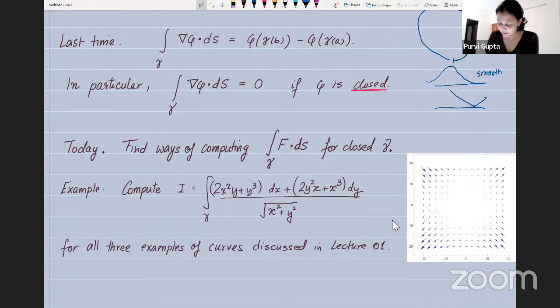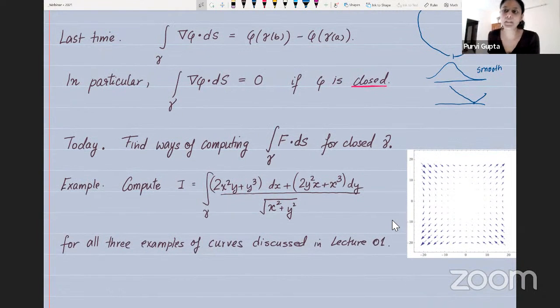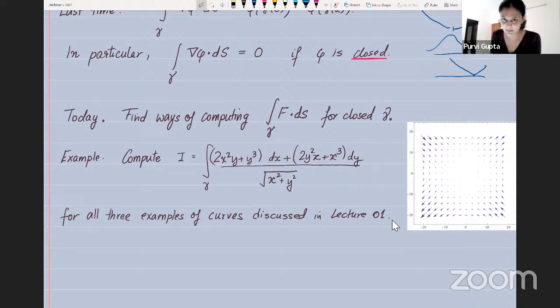Now, this is great if we already know that capital F is the gradient of phi. Sometimes it is actually hard to recognize it as the gradient of phi, because you can have a very complicated example. And secondly, what if it's not? Then do we have some other ways of computing this integral? This is very simple, but I might want other ways of computing this integral.